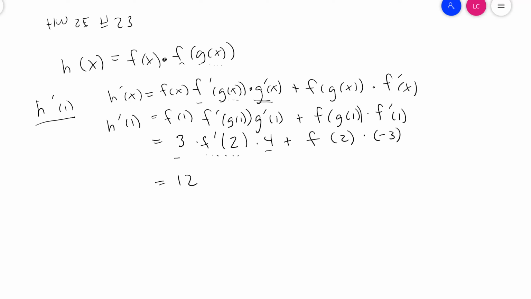And then f prime of 2, that gives me 3. F of 2, that gives me a negative 2. Oops, sometimes a negative 3. So I get 36 plus 6, so 42.